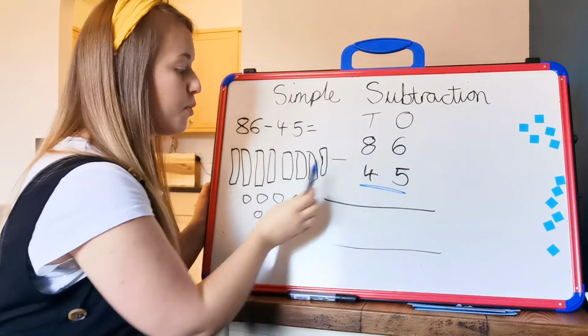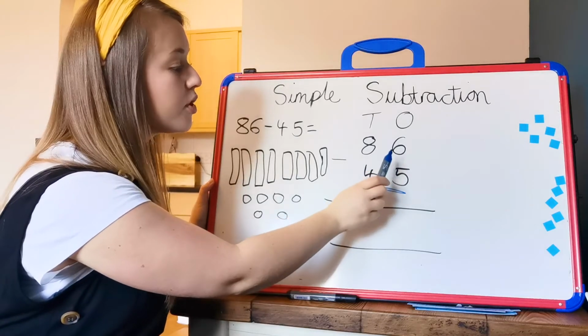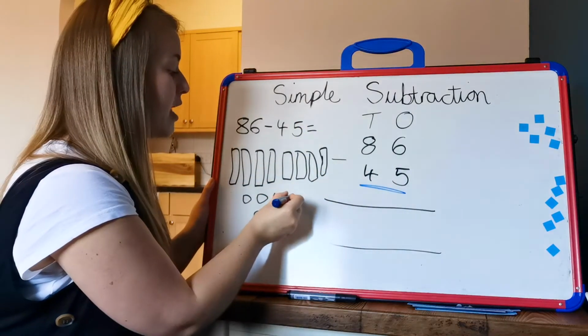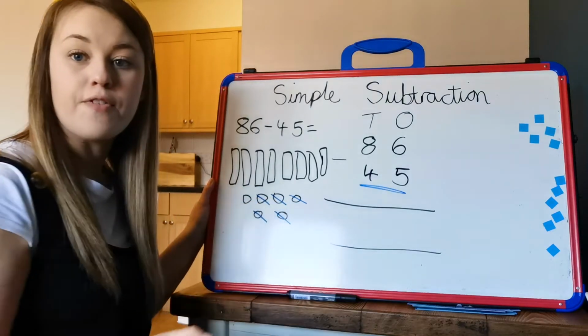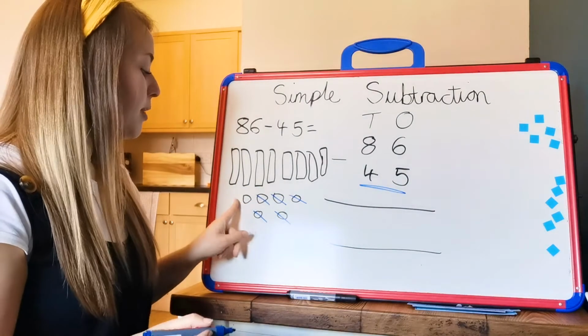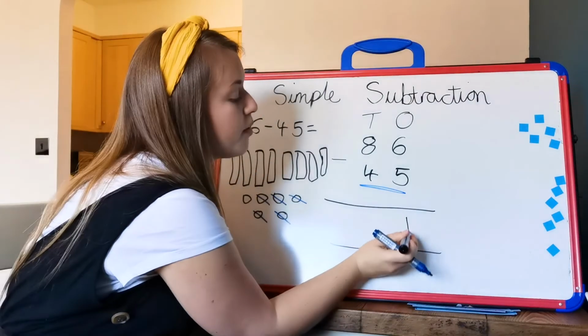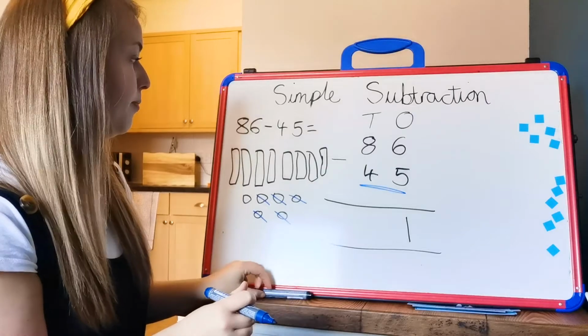So I've got 6 1s, and I'm always taking away from the bigger number. So when I've got 6, I then want to take 5. So I'm going to take my pen and I'm going to cross them out. 1, 2, 3, 4, 5. How many have I got left? Well, I've only got one left. So into my column, I would write 1 in the ones column.